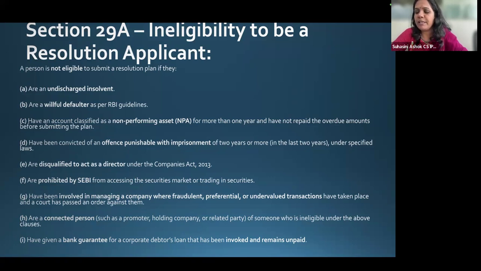Then section 29A is disqualificatory. It disqualifies persons and entities from participation in the bidding process. It is preventive and protective. It also protects the sanctity of the resolution process by excluding undesirable people who have contributed to the stress of the company or stress in the market.